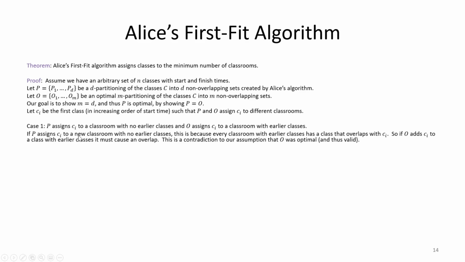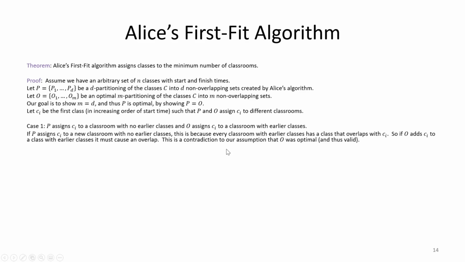Okay, so let's see if we can follow it. Okay, so if we add CI to this new classroom with no earlier classes, then at this point in the algorithm, if we had stopped it, this is because every other classroom with earlier classes in it has an overlap with CI. Imagine again in the algorithm we would stop at this point and we would compare it to every other classroom that has earlier classes, meaning every other classroom that we've already opened. And the only way we would open a new one following Alice's algorithm is if they were all incompatible. And they would all be incompatible if they had a class that overlapped with CI. So we know all those classrooms have an overlap with CI. If O adds CI to one of these classrooms, then it must cause an overlap.